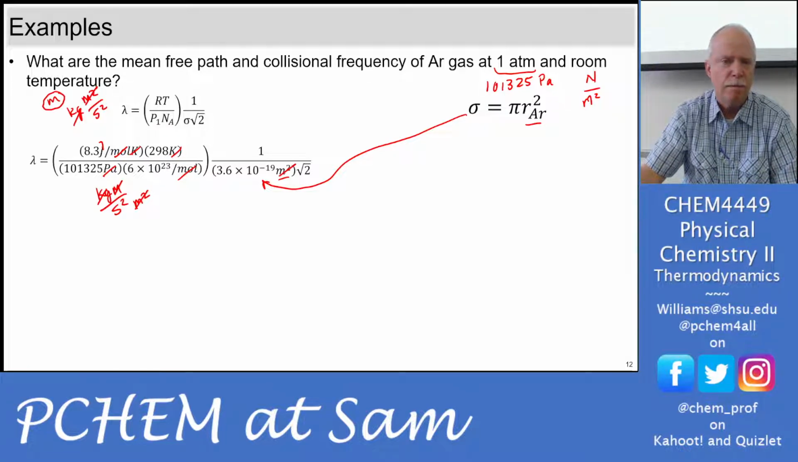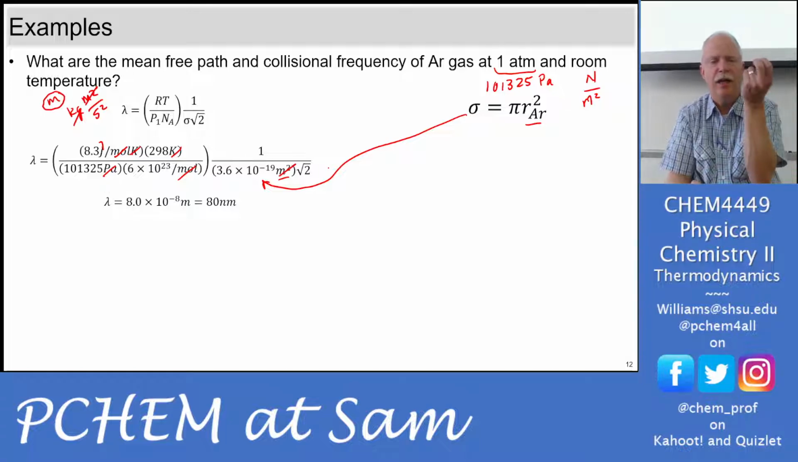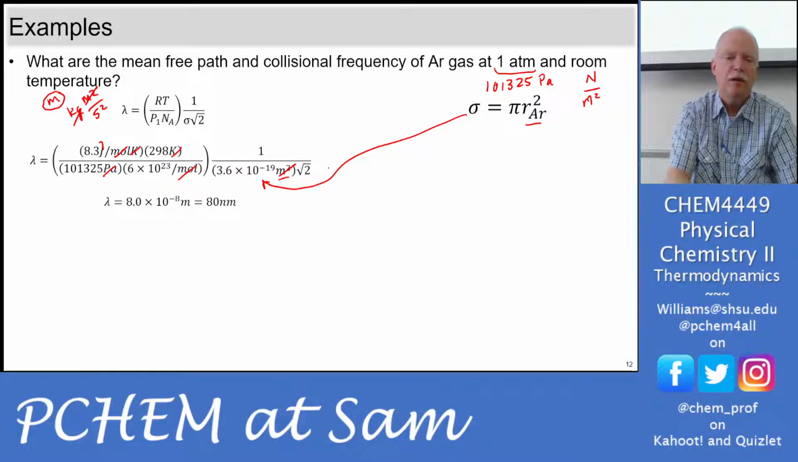Okay. And so then we end up with this 80 nanometers. Not very much, if you think about it. So it only goes 80 nanometers on average before it hits another gas molecule. Okay, that's at 1 atmosphere.